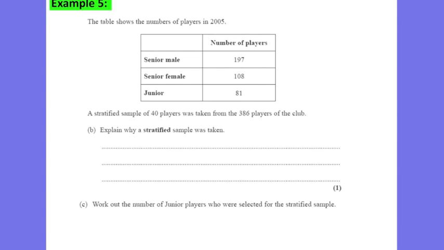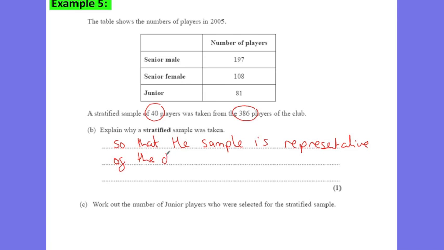So example number 5, the table shows the number of players in 2005. A stratified sample of 40 players was taken from the 386 players of this club. We're asked why a stratified sample was taken. Why do we take a stratified sample? So that the sample is representative of the different proportions in the population. So the sample is representative of the different proportions in the population.